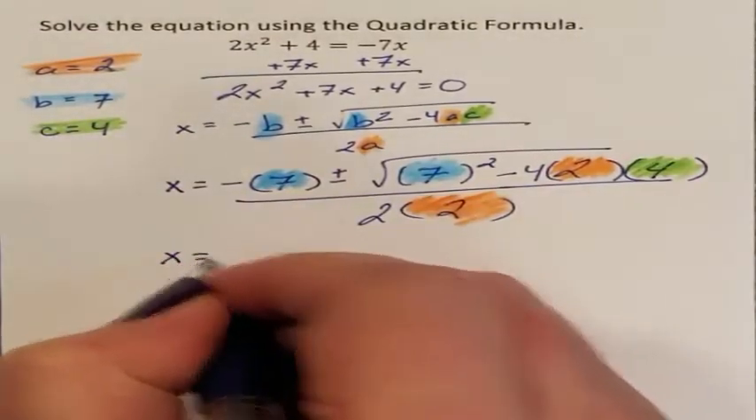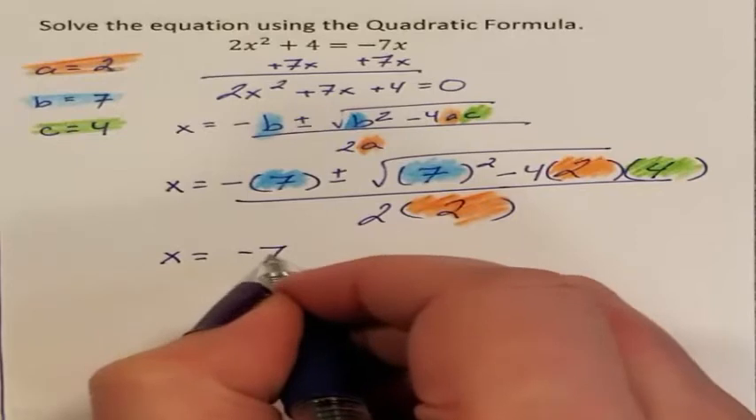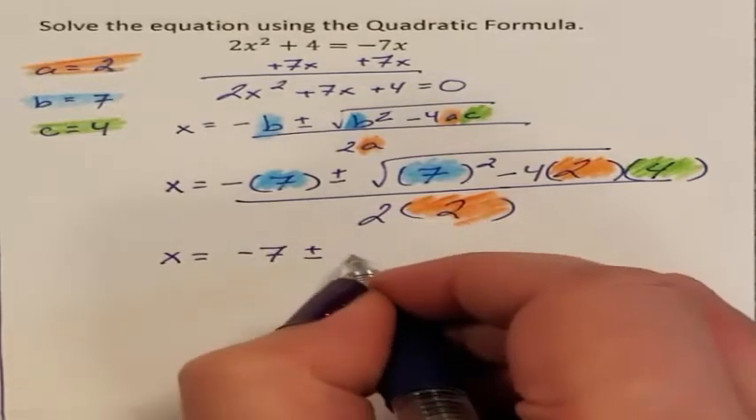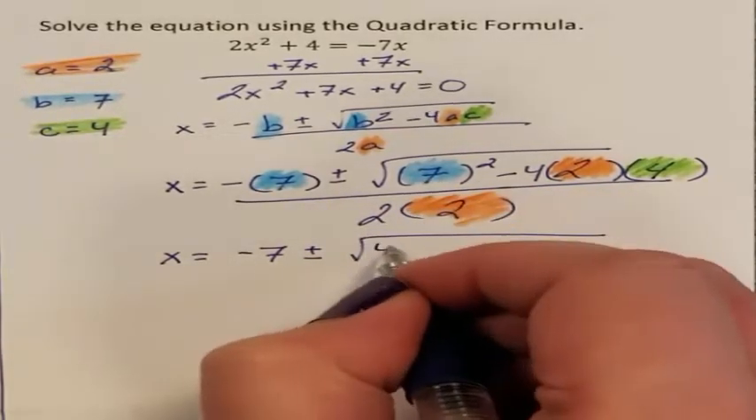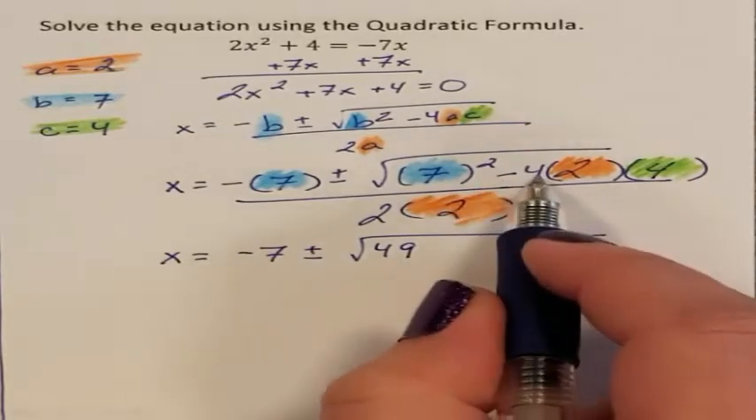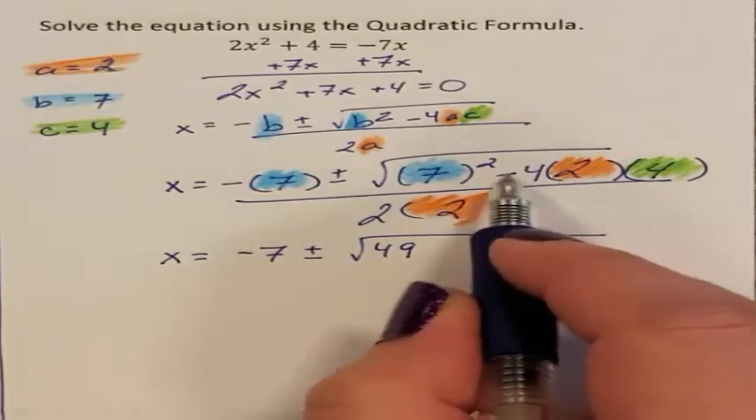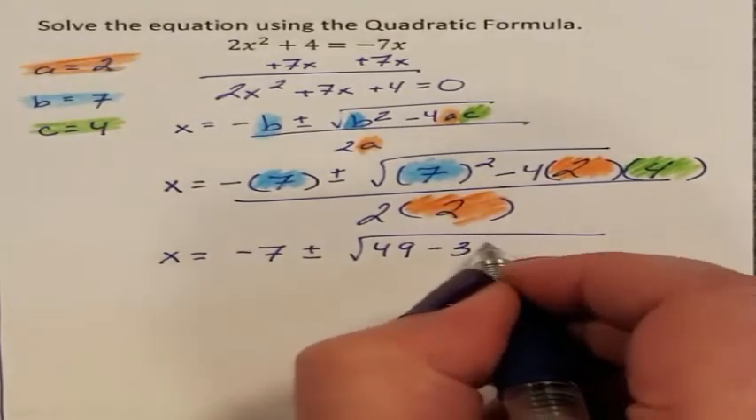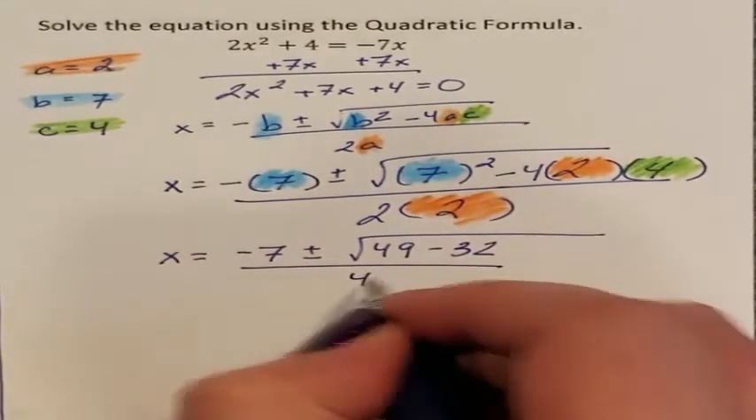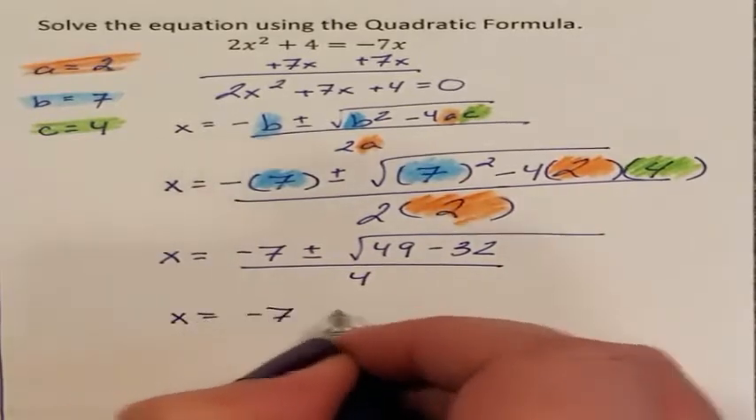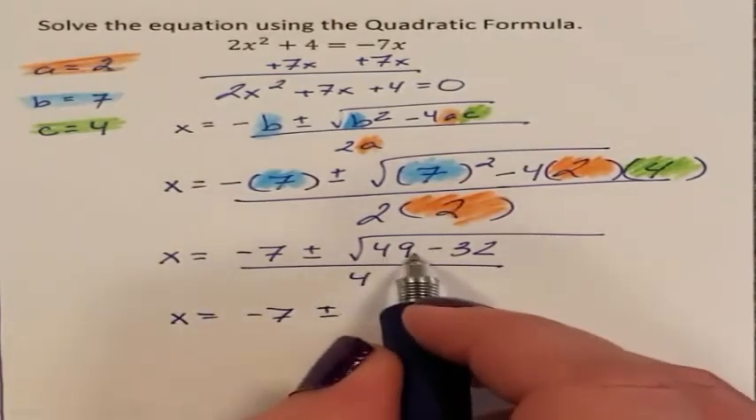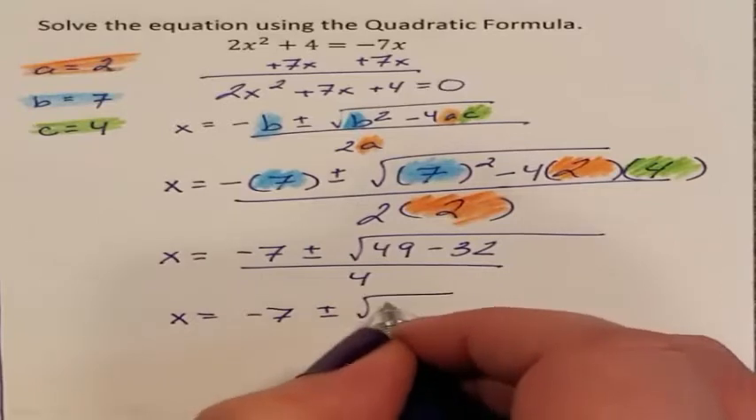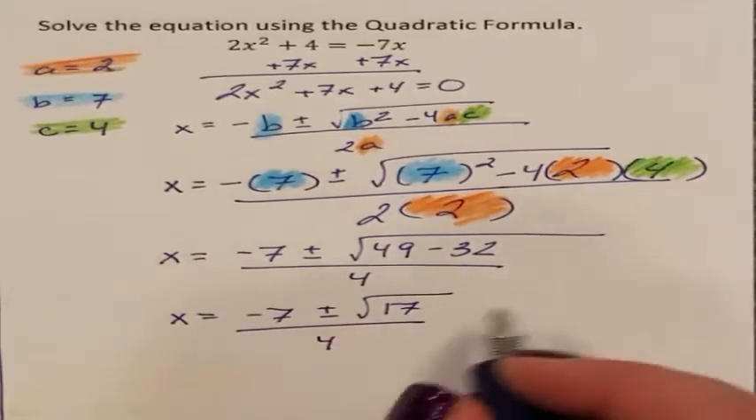So simplify my problem. The opposite of 7 is a negative 7, plus or minus the square root of 7 squared is 49, minus 4 times 2 is 8, is a negative 8. Negative 8 times 4 is a negative 32. All of this is divided by 4. So I have negative 7 plus or minus 49 minus 32 is 17. So I have the square root of 17 all over 4.